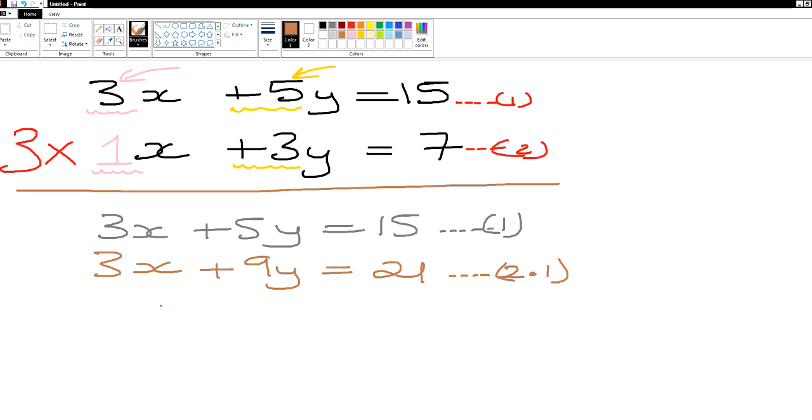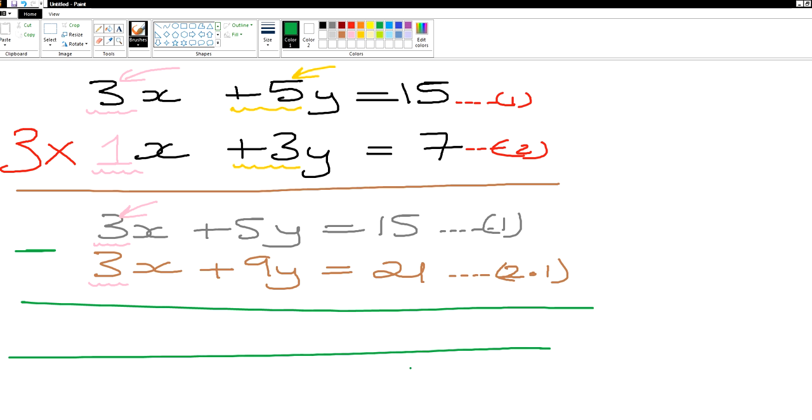Are we happy with the way we are at the moment, folks? Yeah. Okay, Afira, Ifra, you okay? Happy? Now we are in the nice situation where the x coefficients are now the same. How do we eliminate the same coefficients? What do we do? Take them away.